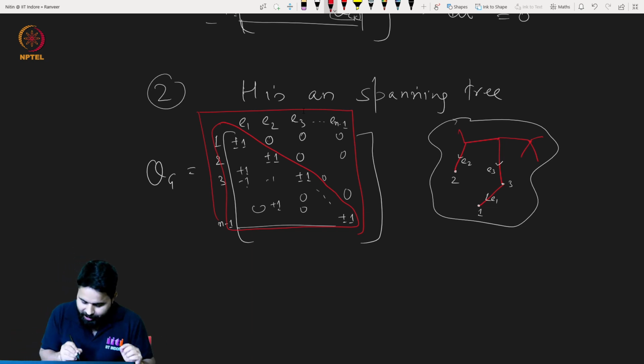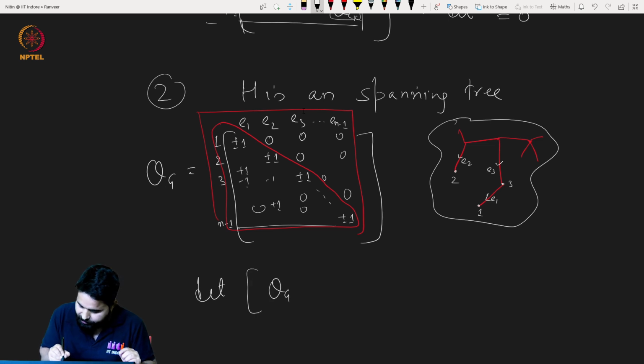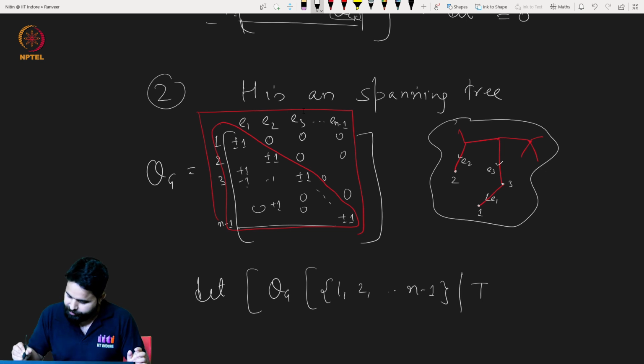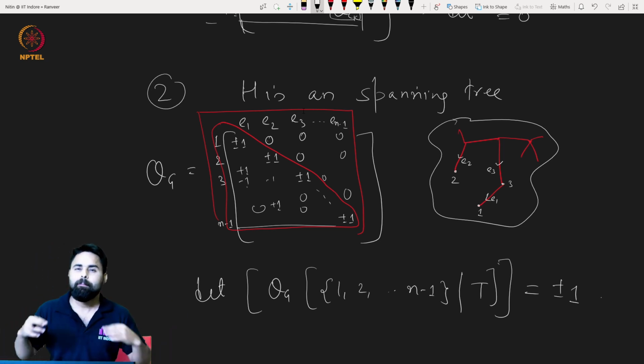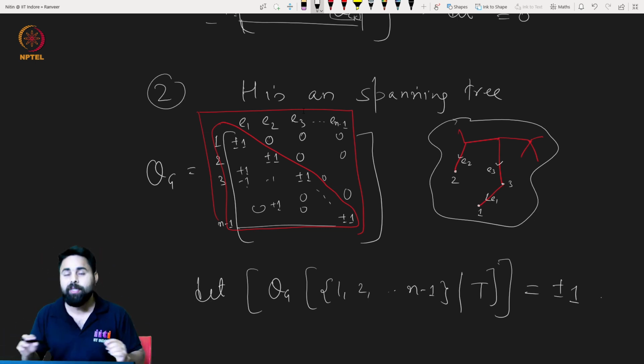So in this case, the determinant of QG, where you are selecting n minus 1 rows and the columns corresponding to T, basically the n minus 1 edges chosen, if they form a spanning tree, will give you a determinant of either plus 1 or minus 1. This is a very, very beautiful fact. Maybe at first glance it looks counterintuitive, but it is very simple. Please go through it again.